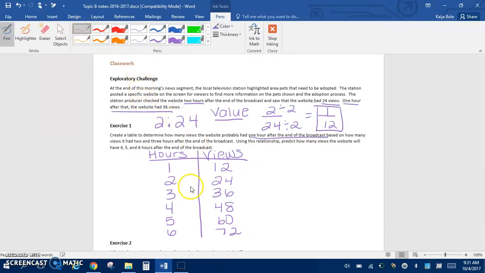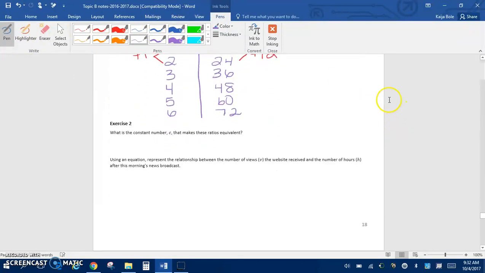Alright, so if we're looking at these patterns, going down the side for hours, we are adding 1 every time. And for views, we are adding 12. Or if we're going across, we are multiplying by 12 every time. And that all came from our value. So that was exercise 1.